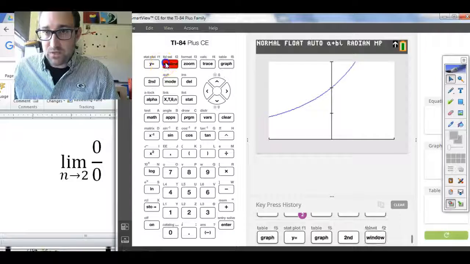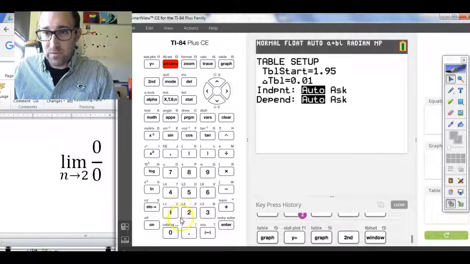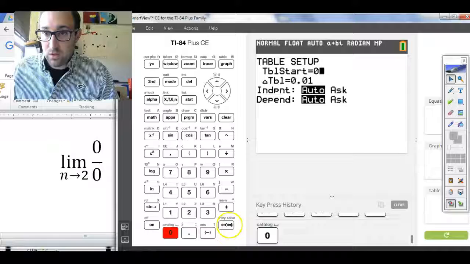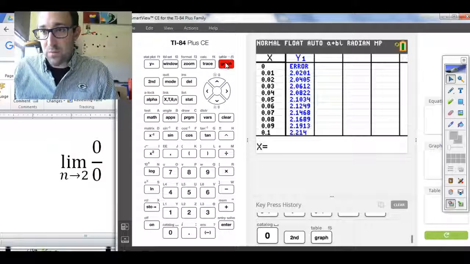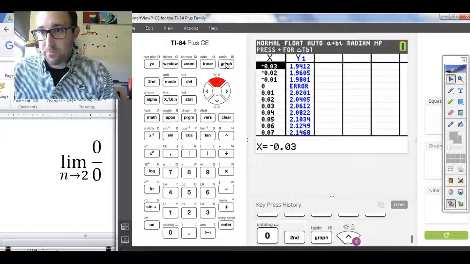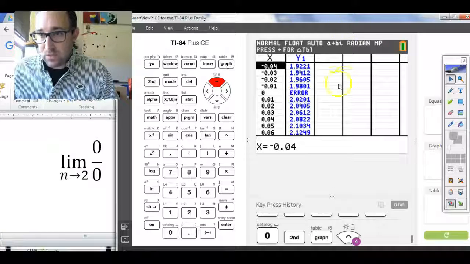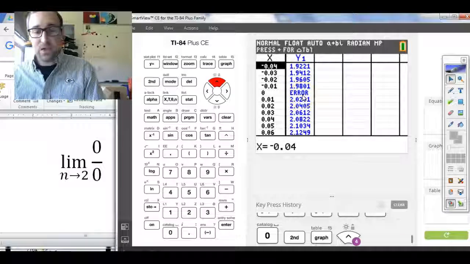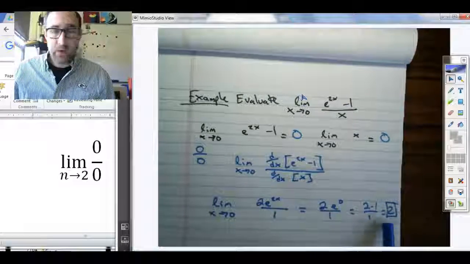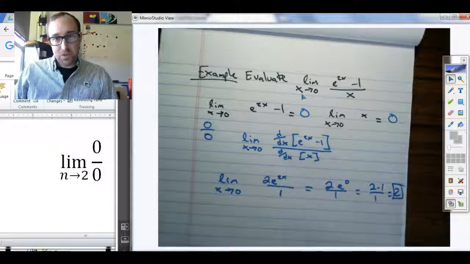What I'm going to do now is let's just look at the table real quick. Let's have it start at 0, and let's have it go up by 0.1. That way when we go through this, we can just see what happens. We get an error here. If we just go and look at this, I say it's 1.99, 2.02. Looks like we're going to 2, and that is exactly what we had found algebraically using L'Hopital's rule.